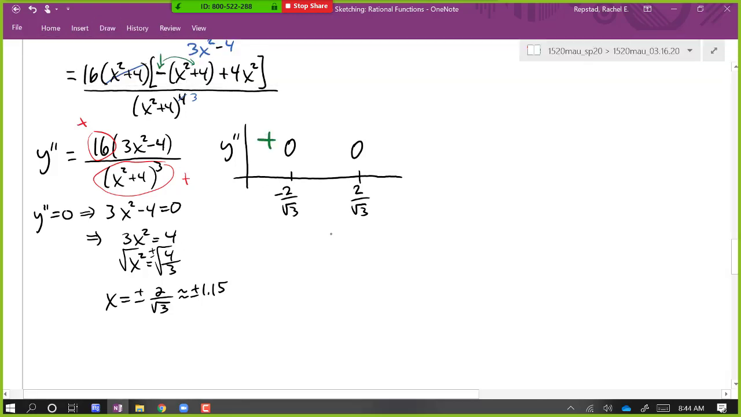If I plug in something in the middle, my favorite number to plug in, if I can do it, is always 0, because that's easiest. If I plug in 0 to 3x squared minus 4, I get negative 4, which is negative. And then if I plug in something bigger than 2 over root 3, like positive 10, that'll give me a positive. So we have our sign chart for the second derivative. We could deduce some things about concavity and inflection points.